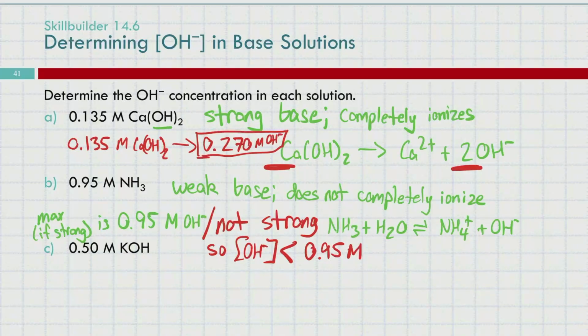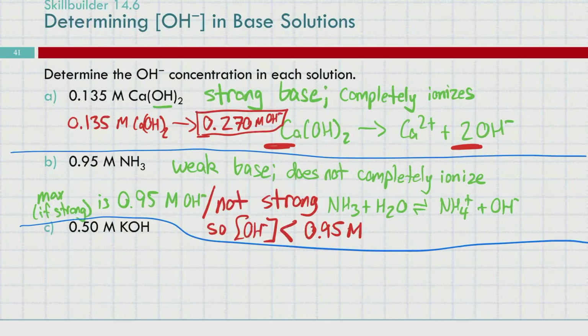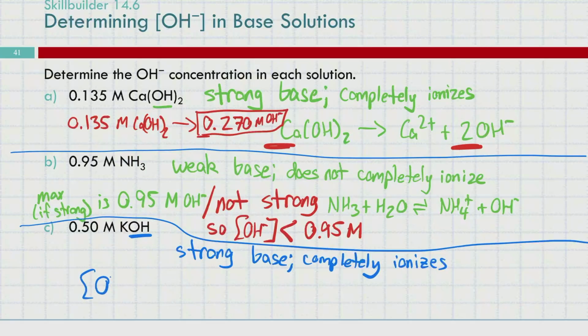For our last example for bases, what kind of base is KOH? It's strong. It's got a hydroxide. Oh, that's a strong base. So this is also going to completely ionize. How many hydroxides will it form when it dissolves in water and ionizes? 1. So it's going to be 1 hydroxide produced for every 1 potassium hydroxide put in. So our concentration of hydroxide is 0.50 molar.